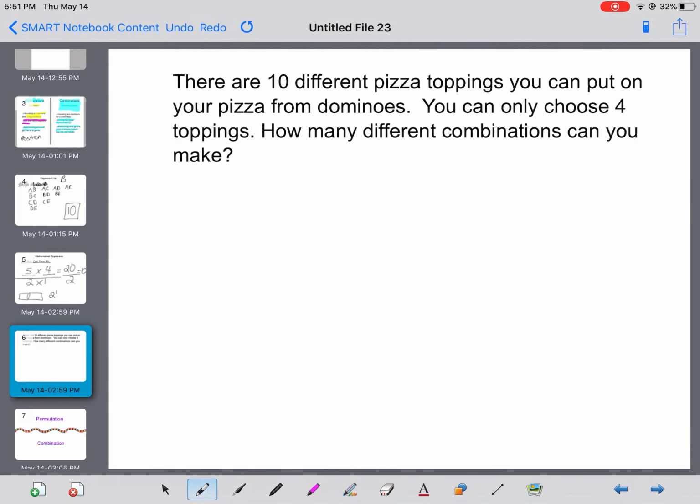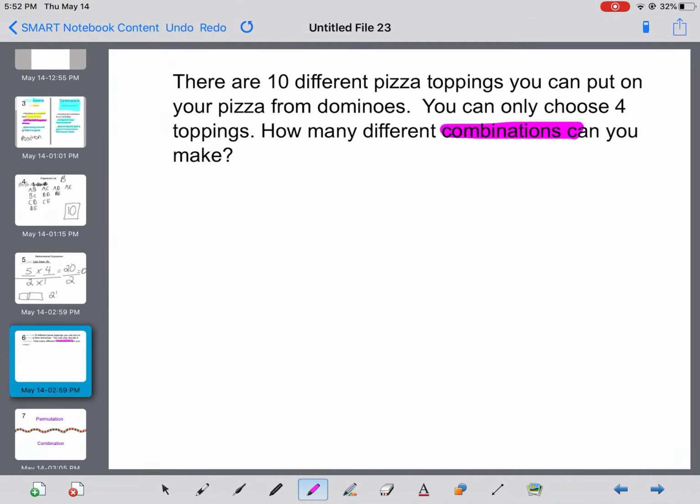So let's say I have 10 different pizza toppings that I can put on my pizza from Domino's. They only have 10 options today, but the deal is that you can only choose 4 toppings. So how many different combinations can you make? So notice we're looking for combinations. It doesn't matter what order I put the toppings on my pizza. It's not a permutation. The order doesn't matter.